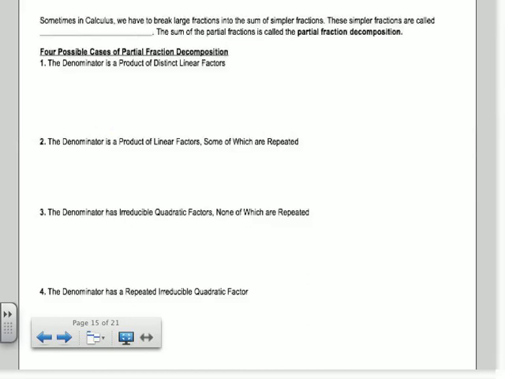So sometimes in calculus we have to break large fractions into the sum of simpler fractions. That's just going to allow us to integrate and things like that easier. So it says these simpler fractions are called partial fractions.